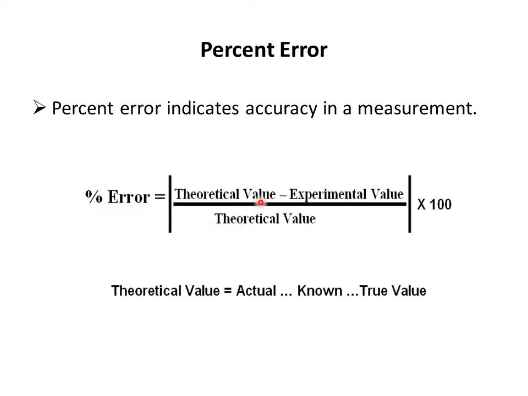Okay? So remember that. Alright, so theoretical value is also known as actual value, or known value, or true value. So these terms roughly mean the same thing as theoretical value. So if you see this equation, and it might say actual value minus experimental value divided by actual value, it means the same thing as theoretical value. Okay?